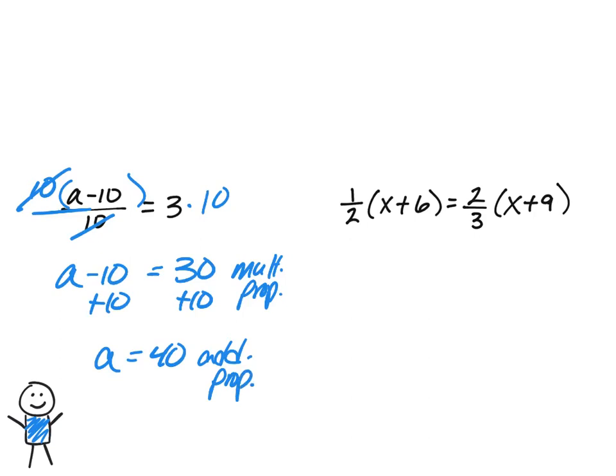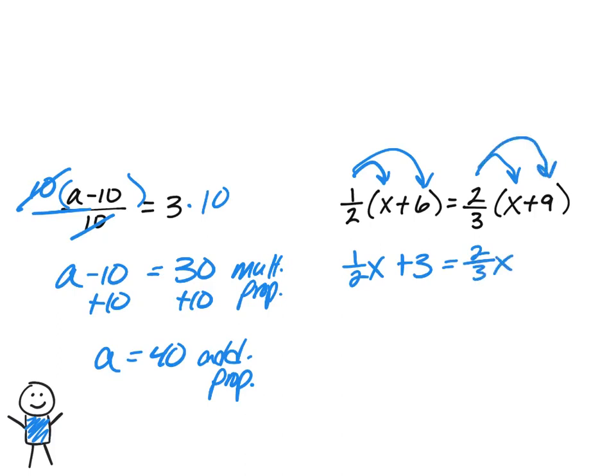The example on the right looks like we're going to need to distribute, and we have fractions now. That's okay, we can figure this out. Let's distribute the 1/2 to get 1/2 x. 1/2 times 6 gives you a positive 3. And now let's distribute on the right side. 2/3 times x is 2/3 x, and 2/3 times 9 gives me 18 over 3, or 18 divided by 3, which simplifies to 6.